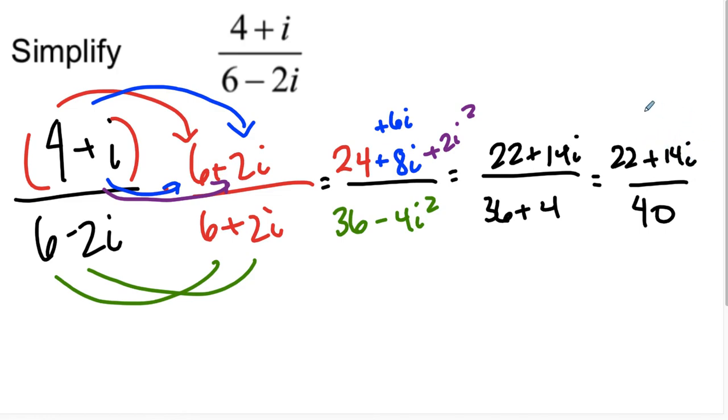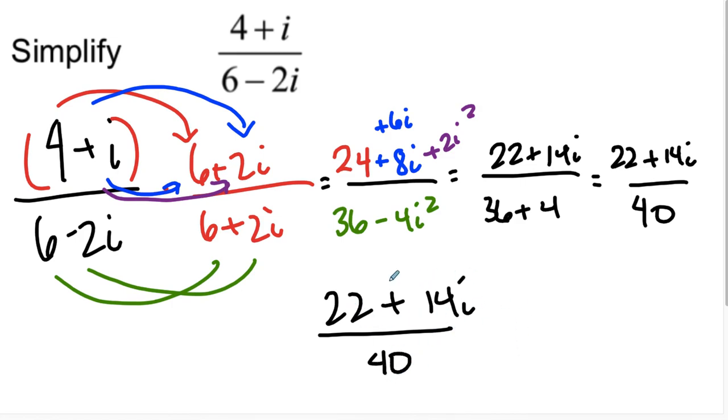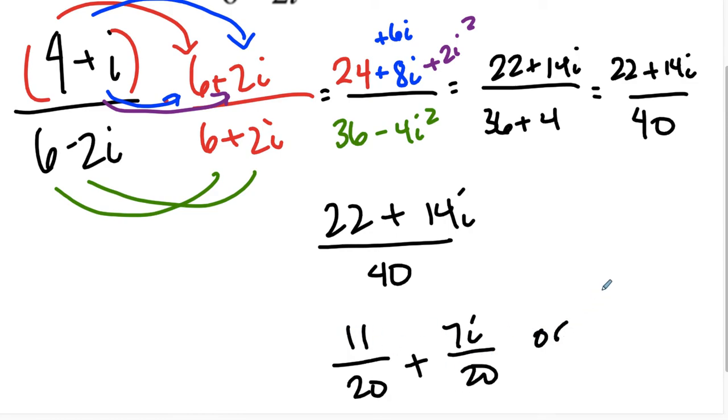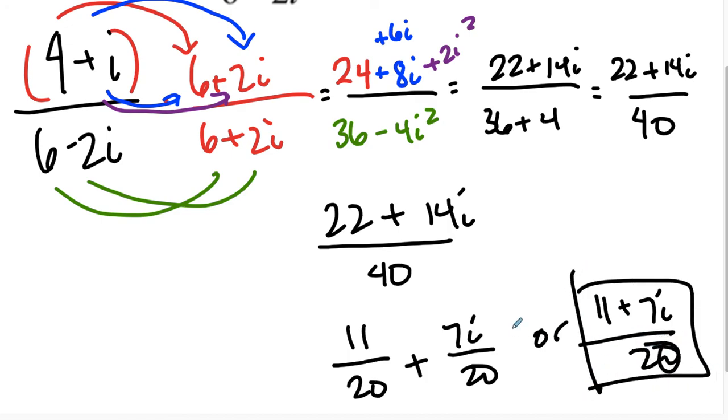Now, you're inclined to say this is the final thing. Well, the problem sometimes is that it also needs to be reduced. This is all divided by 40. These are all even numbers, so I know they can be divided by 2. 22 divided by 40 becomes 11 over 20, and 14i divided by 40 becomes 7i over 20. So this is how it's written as well, either this or two separate fractions. And that is it.